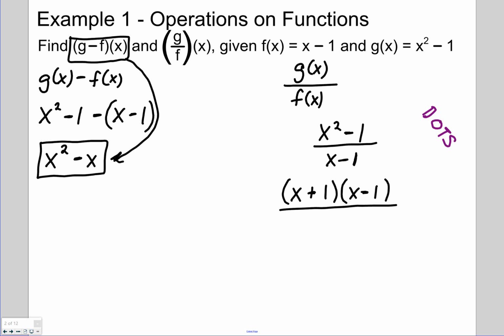What if it was x cubed minus 1? That's called the difference of two cubes. That factors differently, but it's still a special case. All right? Difference of two cubes.